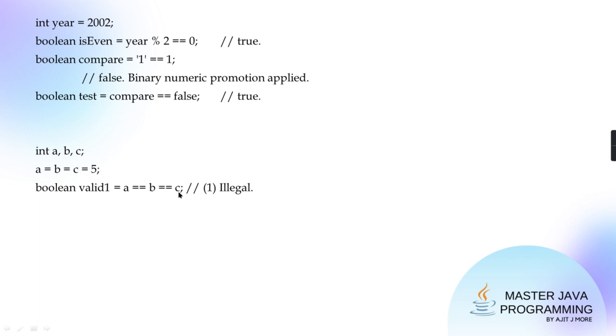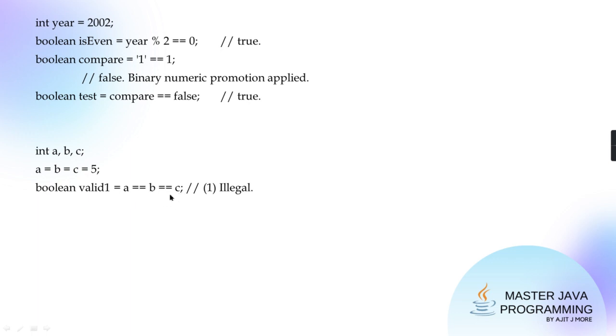They are associative. But why did the problem occur? Because of a mismatch in the data type. Tell me, A double equal to B. What will be the answer, guys? Let it be true or false, but what will be the data type of A double equal to B? Boolean. And C is of what data type? Integer. So this part is Boolean and this part is integer.